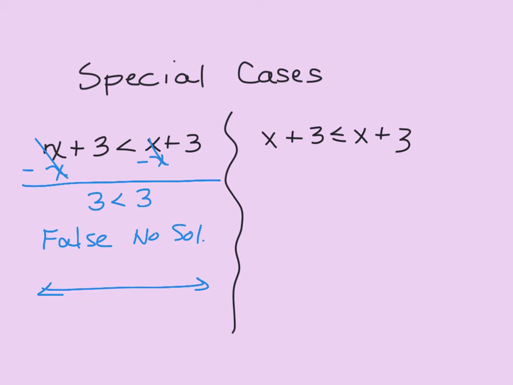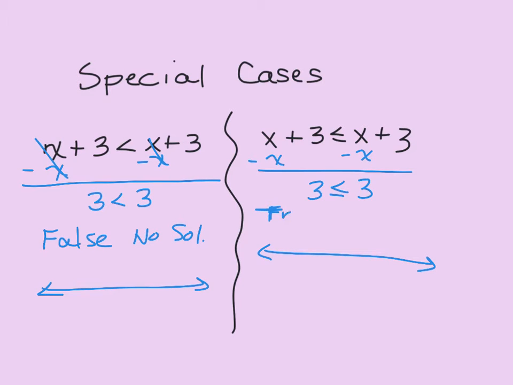Now that's a little different from what happens on the right here. Again, we subtract out the x, the variable goes away, and we have the statement 3 is less than or equal to 3. That is a true statement, and it's going to be true no matter what. 3 is not less than, but it is equal to 3. Our answer here is all real numbers. Just keep in mind that when we have all real numbers, that means any number on that number line will solve this inequality.